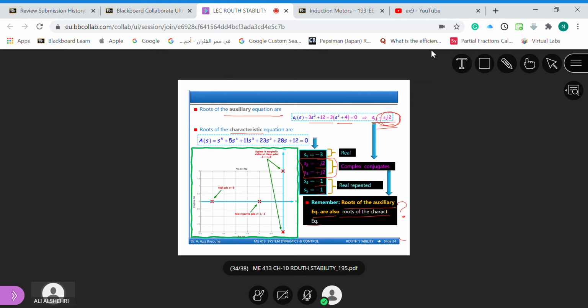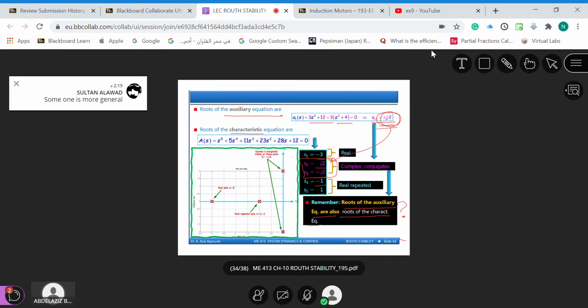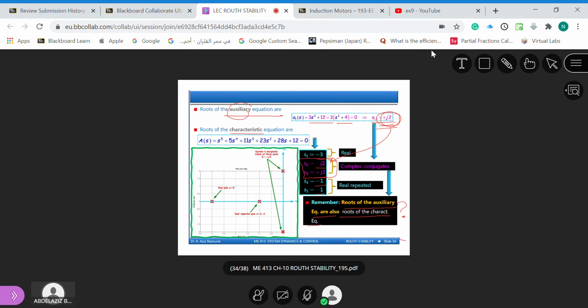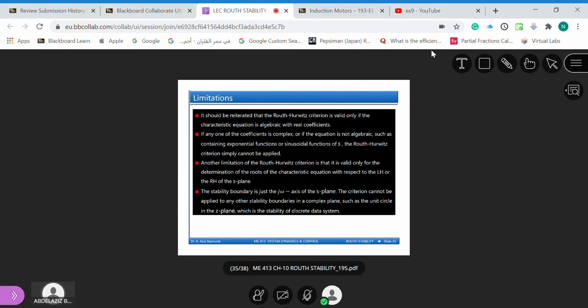Okay, because it's clear here, guys, these two poles are included here. That's why we are saying roots of the auxiliary equation are included in the characteristic equation. But the opposite is not true. The roots of the characteristic equation are not necessarily roots of the auxiliary equation. And minus 3, minus 1, and minus 1 are not here. So the opposite is not always true.